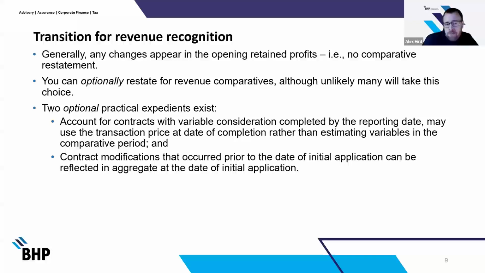There's two further optional so-called practical expedients on this as well. So we can either account for the contracts completed by reference to date of completion rather than re-estimating the comparative. And we can also look through any contract modifications that may have existed and just use the benefit of hindsight.